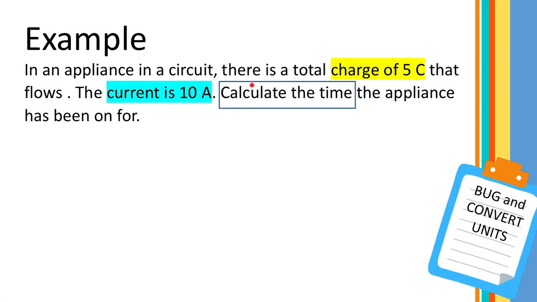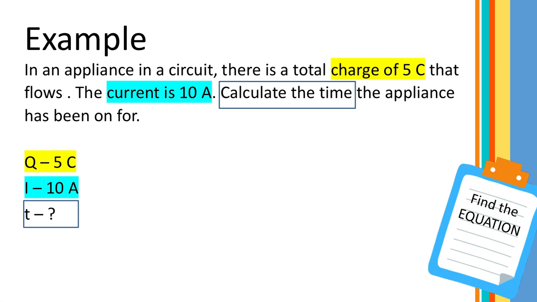So we start by BUGging. So box what we need to do, so calculate the time, and then underline, or in this case I've highlighted, so charge is 5 and current is 10 amps. In this case we don't need to convert any units because it's in coulombs, there's no kilo, there's no milli, and same for our amps. I'm going to write down all the things I know down the side, so Q, I and T. So Q is 5 coulombs, current is 10 amps, and our time, well, we don't know, so I'm just going to put a question mark.